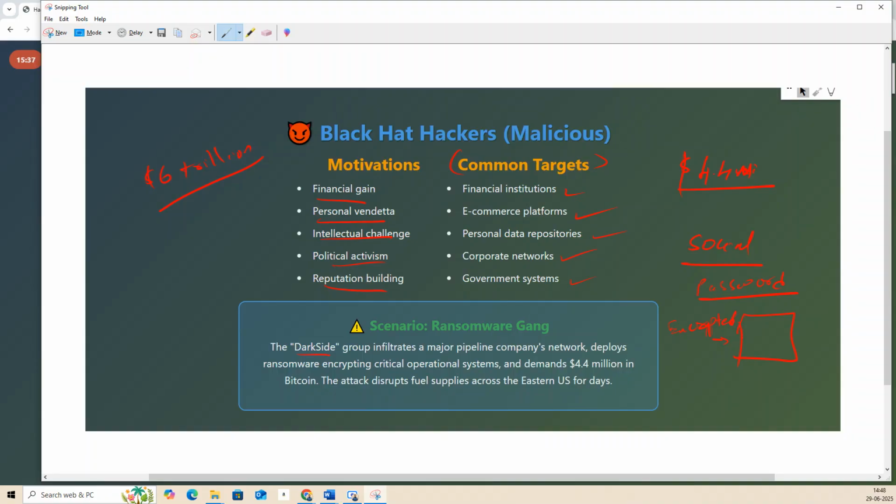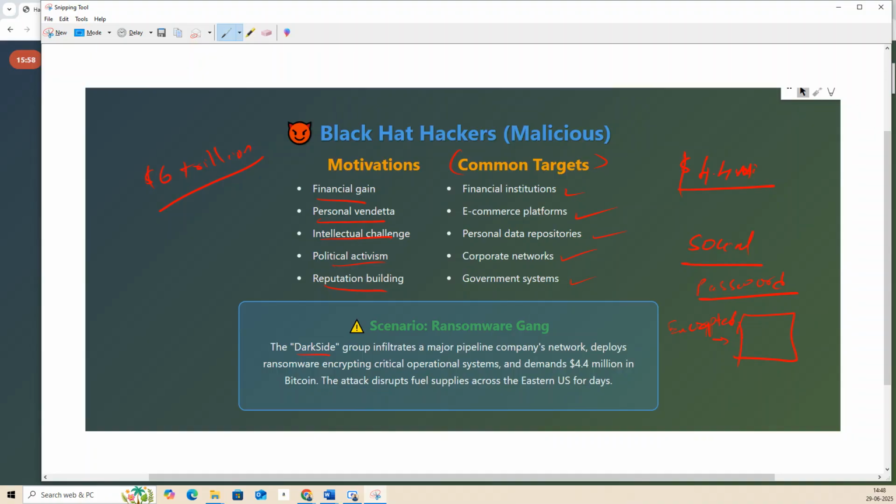The company was forced to shut down the largest fuel pipeline in the United States. Gas stations from Georgia to New York ran out of fuel. People were panic buying gasoline. The Biden administration declared a national emergency. So these are all true things which have happened.